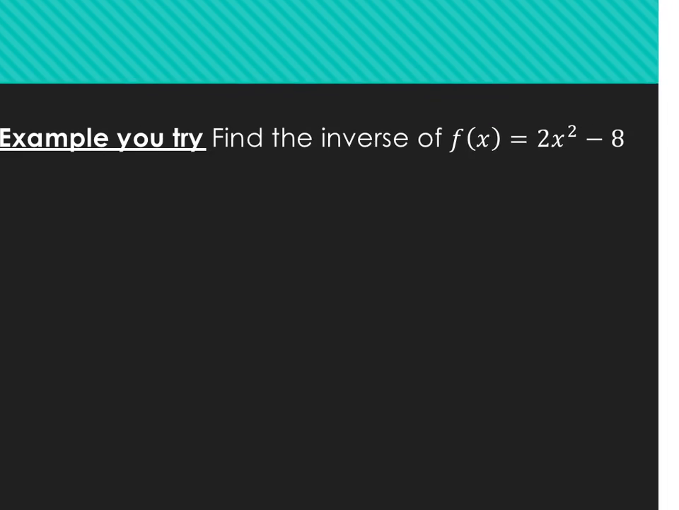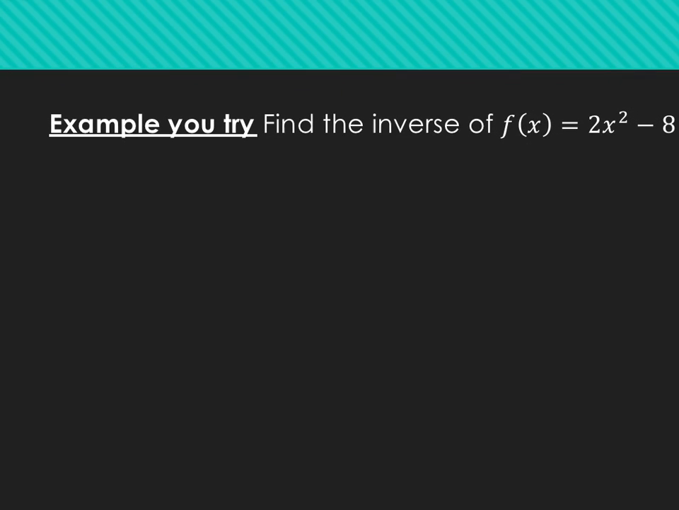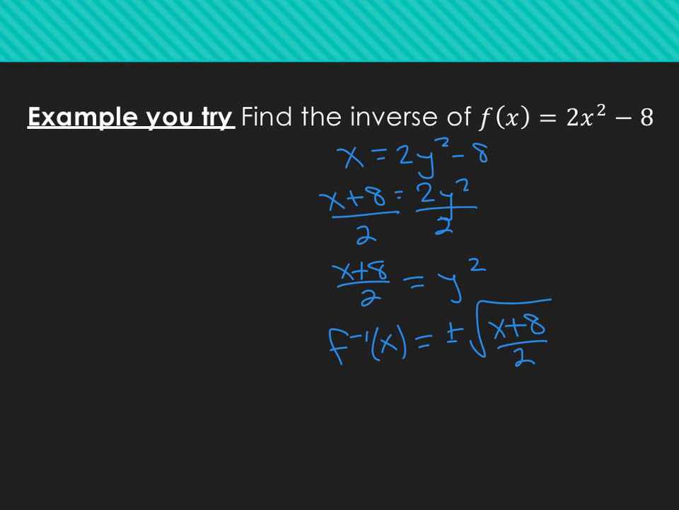Okay, now I want you to take a minute and try the last example you tried. Okay, so hopefully you found the inverse of x to be plus or minus the square root of x plus 8. Now that square root sign goes over the 2 as well, all over 2.